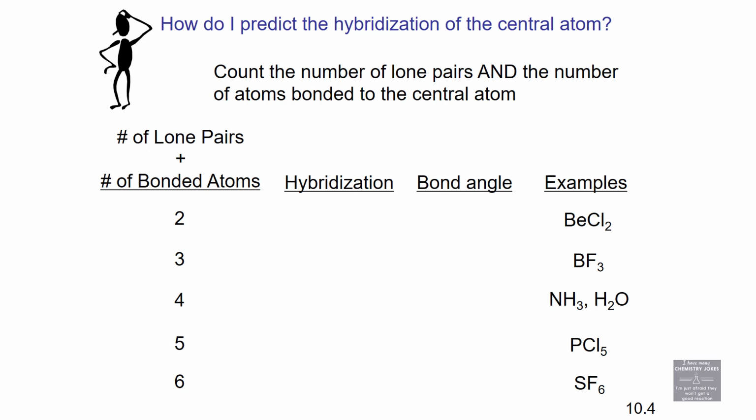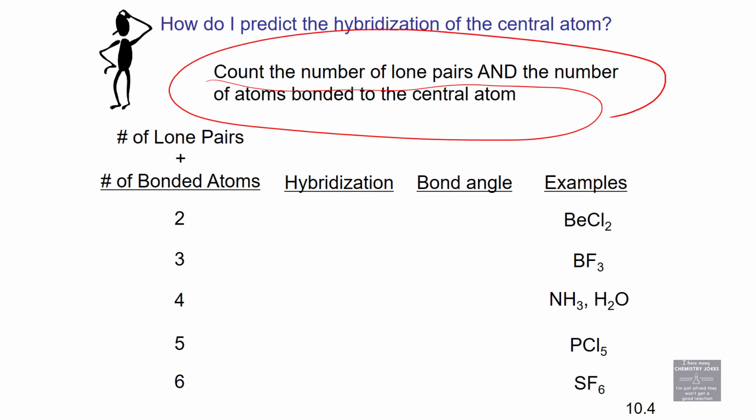So when you're assigned the task to predict the hybridization of a central atom or even a non-central atom, how do you do that? Count the number of lone pairs and the number of atoms bonded to the central atom, and that will tell you hybridization. If you have 2 bonded atoms, you need 2 hybrid orbitals. Combining them, we call it sp. Anytime you have something sp hybridized, you're making 2 bonds around a central atom. That means they're as far apart in space as they can possibly be, 180 degree bond angle.